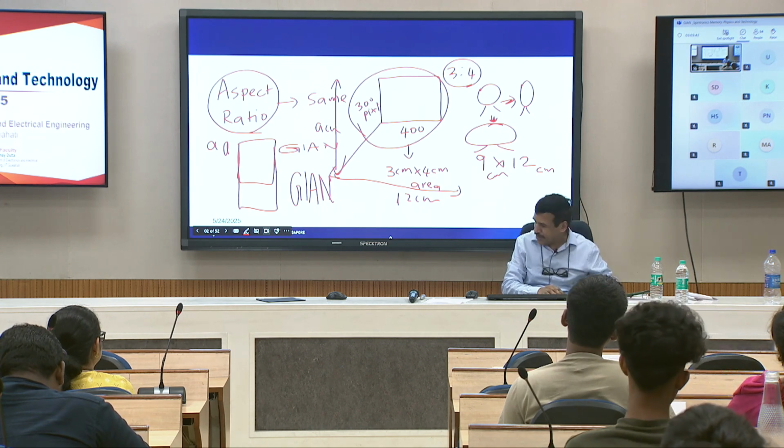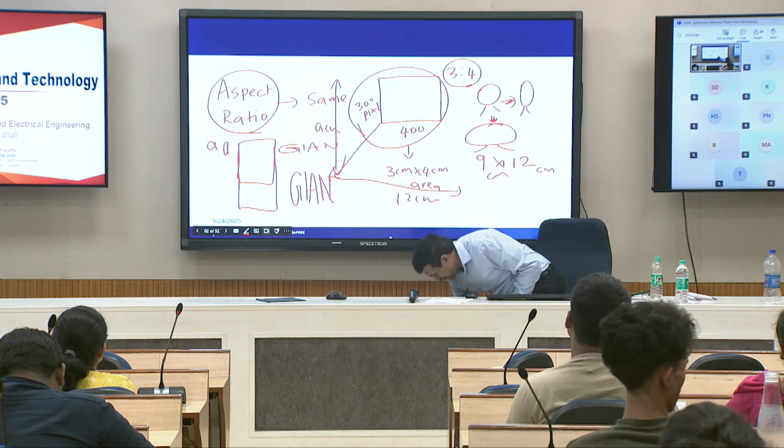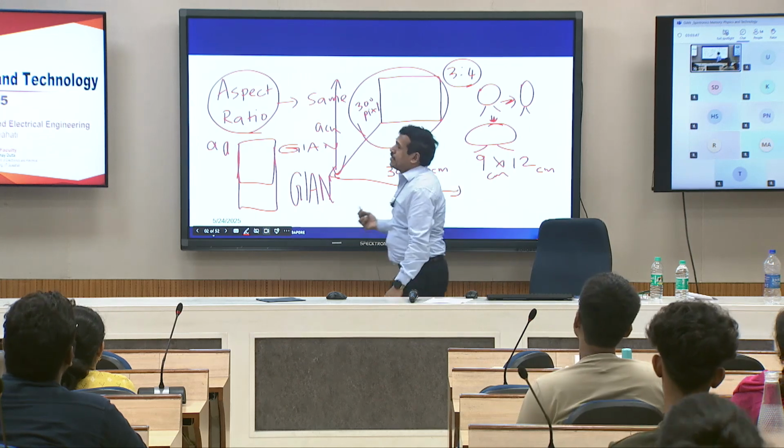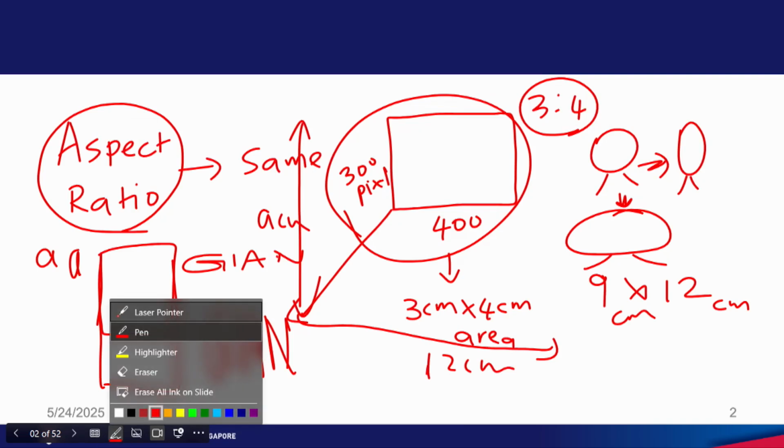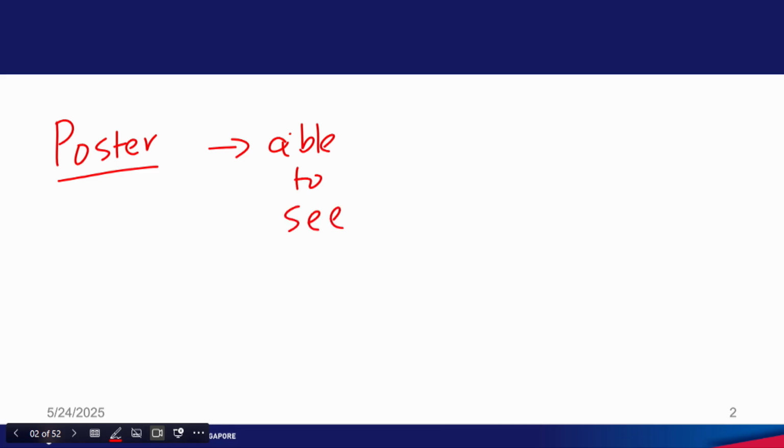And another point I want to suggest about the poster presentation: when you are creating a poster, there may be people who are near the poster, and some people may look at your poster from far. All should be able to see.